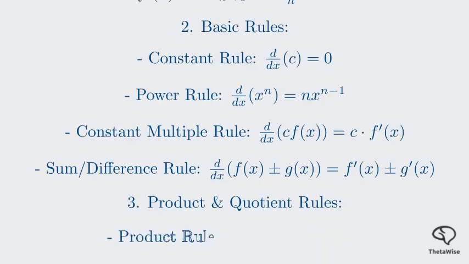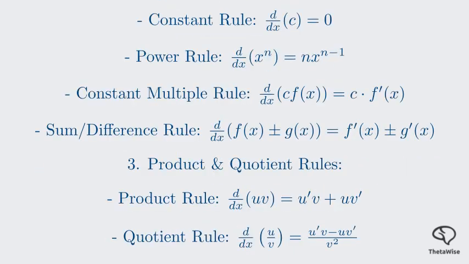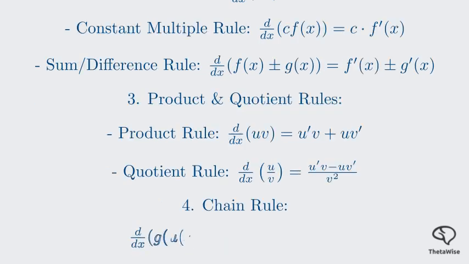Next, we learned how to handle products and quotients of functions with the product rule and the quotient rule. We saw why these special rules are necessary and how to apply them. Finally, we tackled composite functions with the chain rule, which is essential for differentiating functions like sine of x squared or e to the power of 3x cubed plus 1.